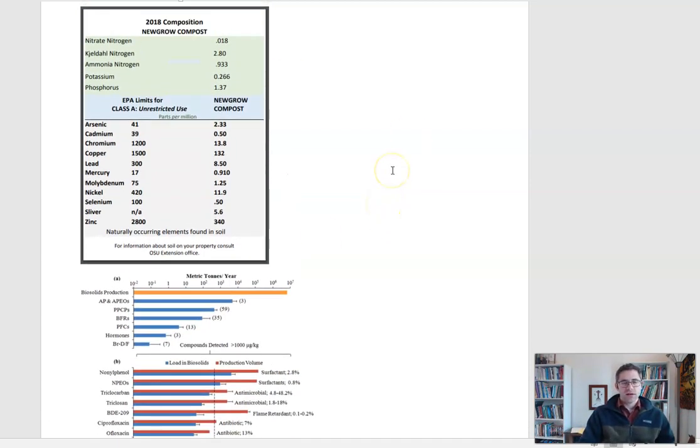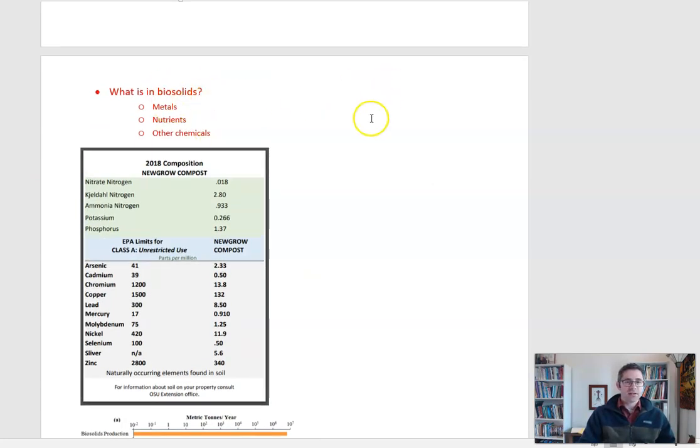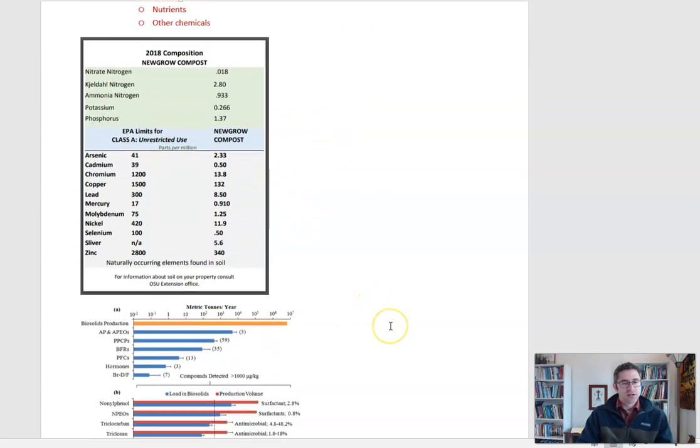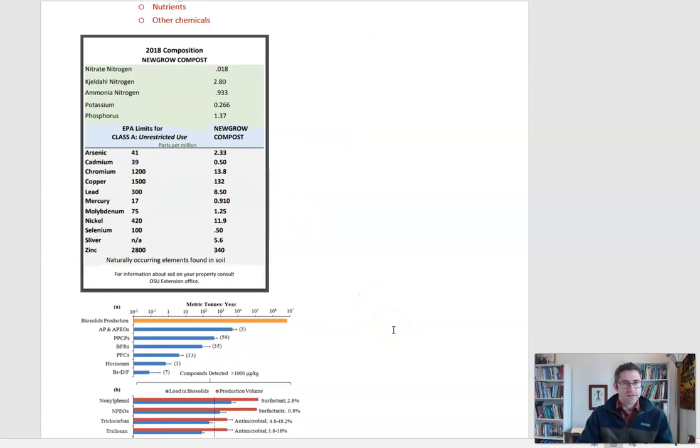Anyway, that's a little bit of a wrap up of what is in biosolids. Again, it's mostly dead cells. It's not raw sewage. It's been stabilized, but it does contain other things that could be of concern to the environment.